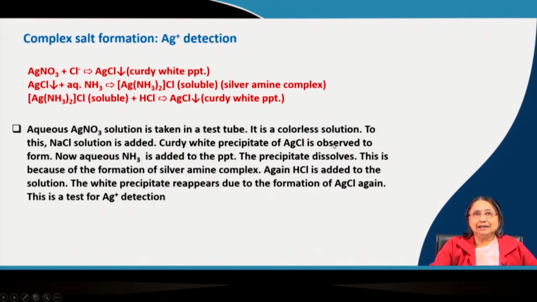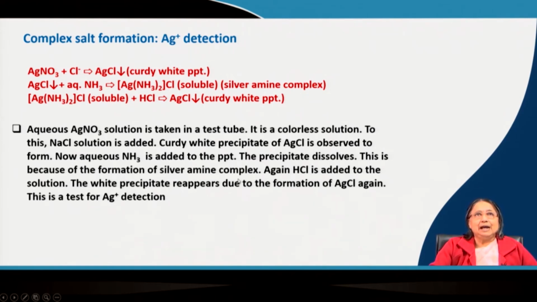The precipitate will be like this only, and then aqueous ammonia is added to the precipitate. Then what will happen? If you add the ammonia solution to the silver chloride precipitate, then the precipitate will dissolve. Why will it dissolve? Because it will form a silver amine complex, that I already showed you. This is because of the formation of the silver amine complex.